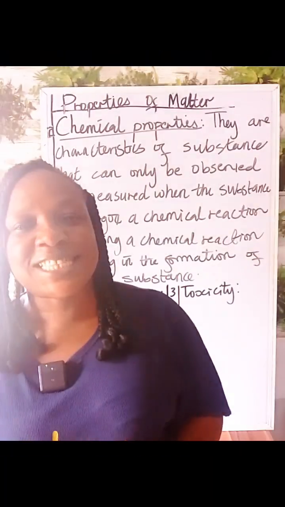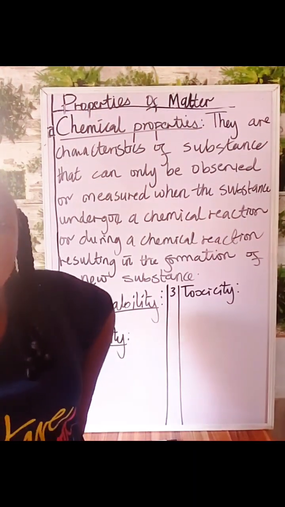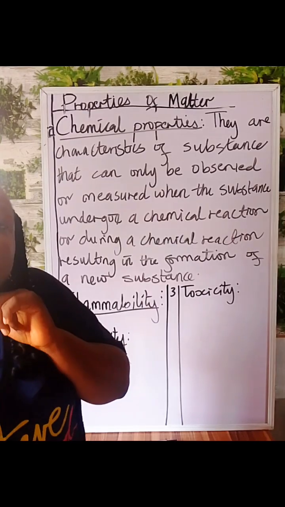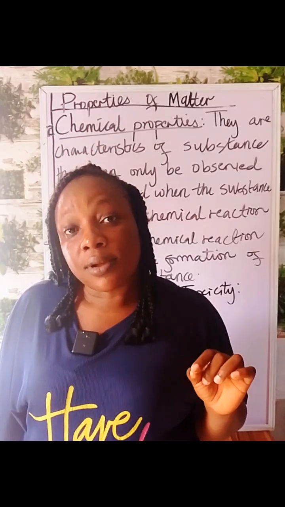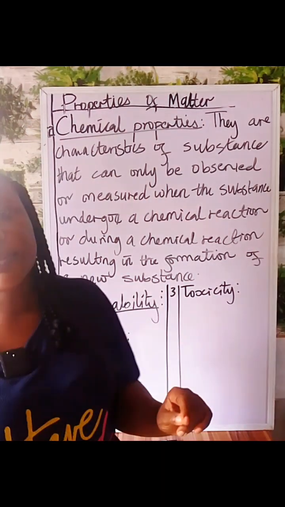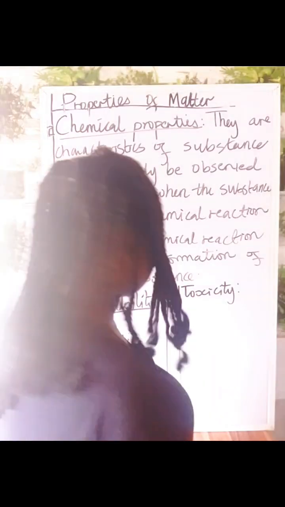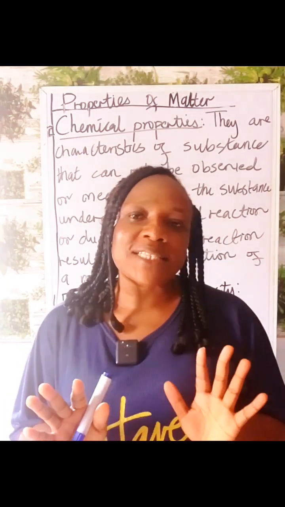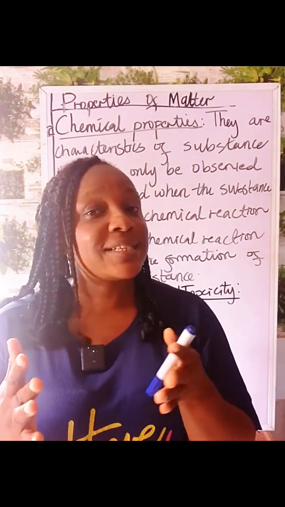Now we are talking of toxicity. Toxicity. How does this thing react when it meets a living thing? When it interacts with a living thing, how does it react? Will it be fatal? Understand? Will it be harmless? Will it be harmful? That is toxicity. It is also a chemical property. Then another one is pH. That's when we are talking about how acidic or how basic that thing is, the amount of hydrogen ion that thing has.